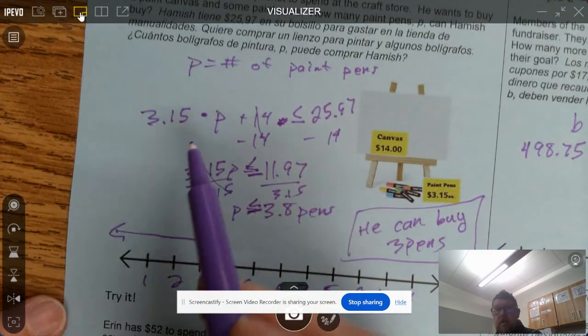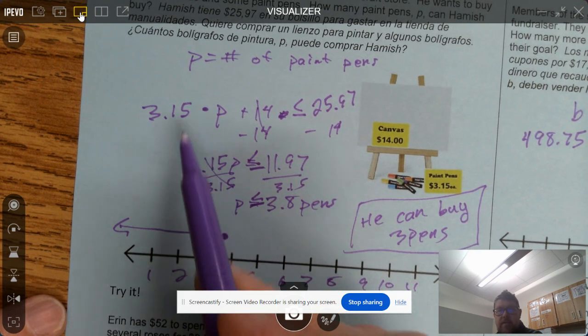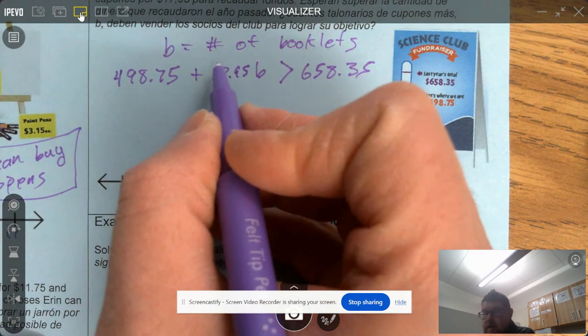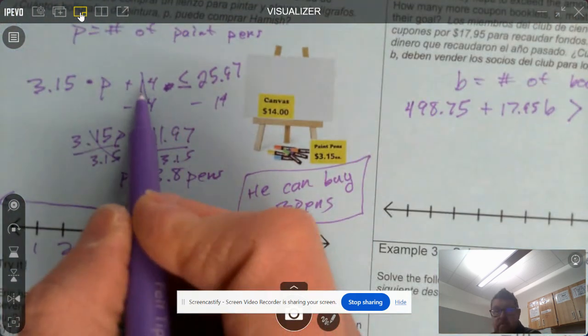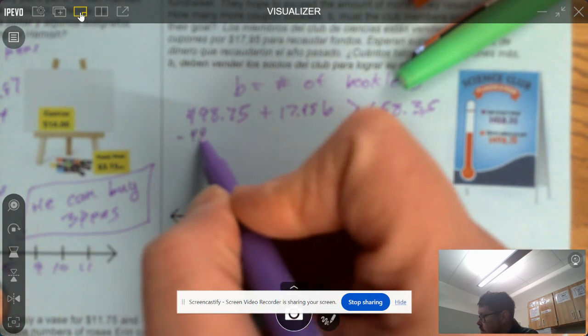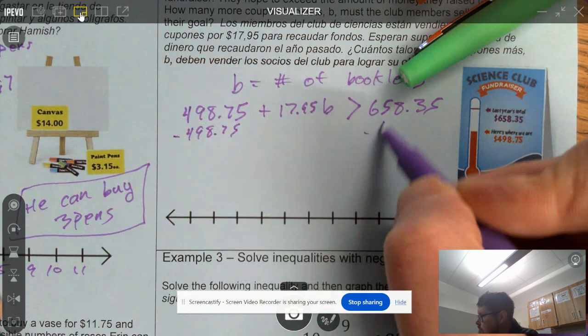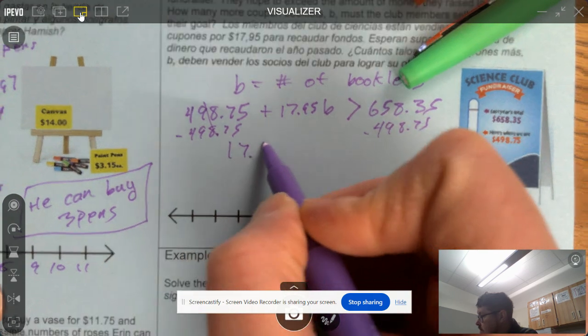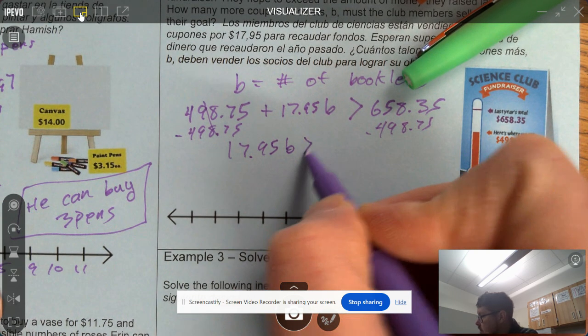So, I mean, this is set up super similarly to these, right? These are multiplication. So we got multiplication and division as the operations used. This one we're starting with that addition, right? So we subtracted here. Same thing. It's just set up a little differently, right? So we're going to subtract that 498.75 from there. Then we get to 17.95. B is greater than whatever that is.